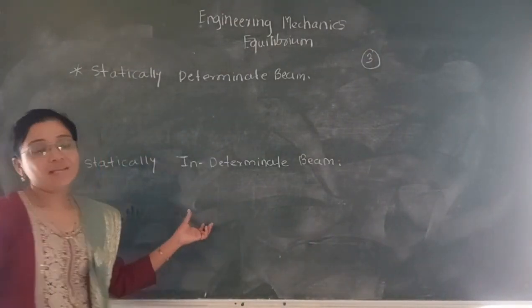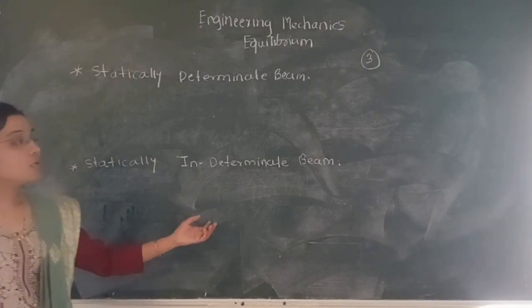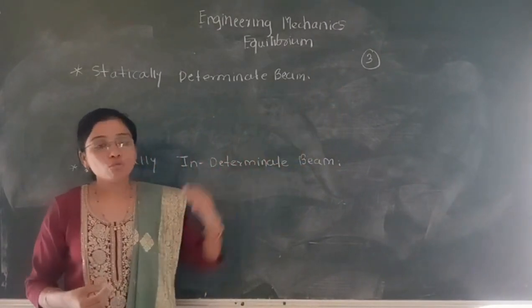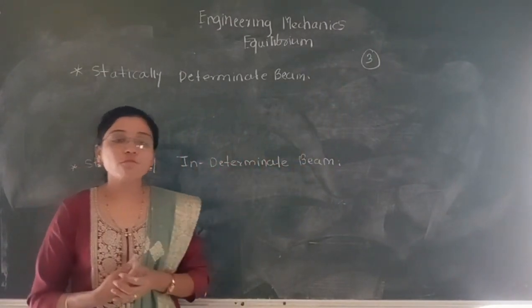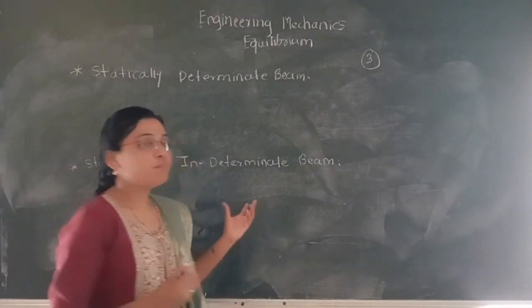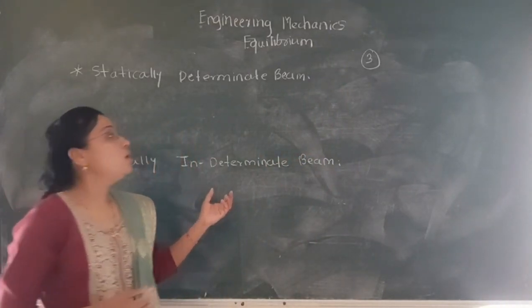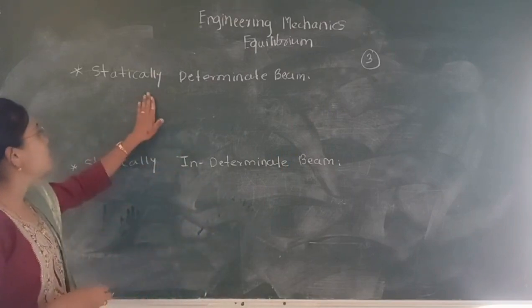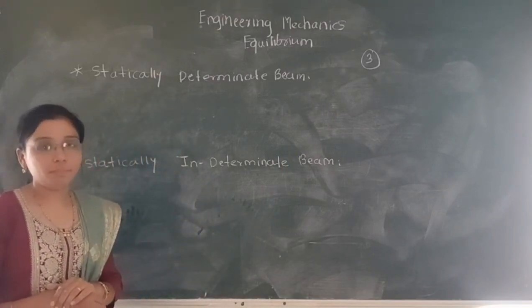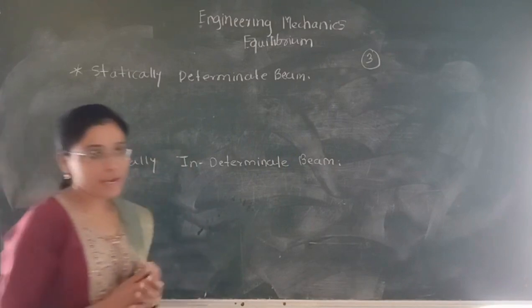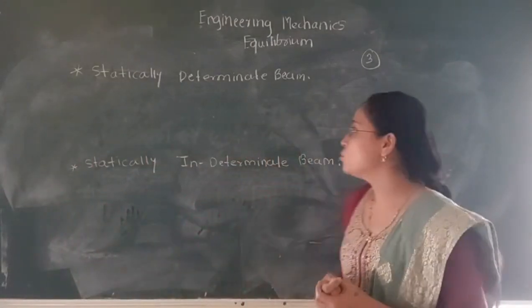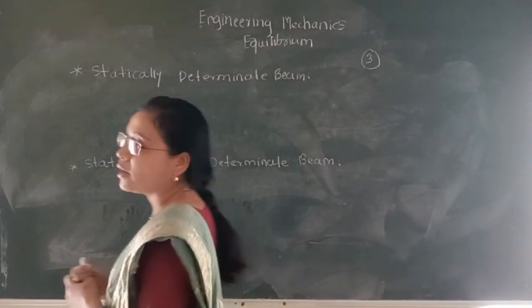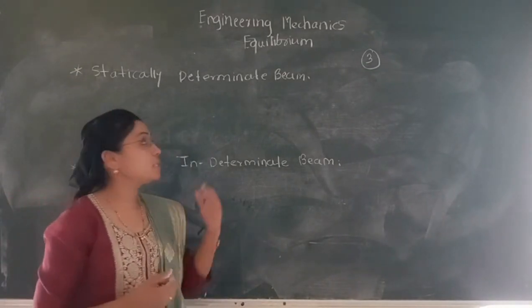Now, during analysis of any beam, there are some unknown reactions, and these equilibrium conditions are used to find out the magnitude of unknown reactions. If a particular beam can be analyzed by using the three equilibrium conditions, then such a beam is called a statically determinate beam. If all unknown reactions are found out by using our three equilibrium conditions, then such a beam is called a statically determinate beam.